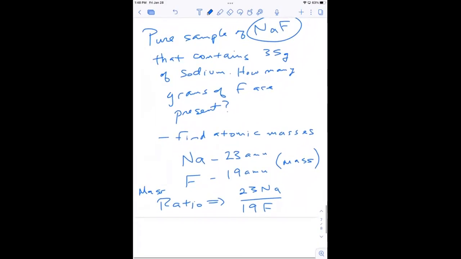So now let's go back to the question. The question says, if I have a pure sample, that's telling me that I'm going to be applying the law of constant proportion because it's a pure sample. And it says that if I have a pure sample and that sample contains 35 grams of sodium, how many grams of fluorine are present? What can we do with that ratio if we know how much sodium we have? Isn't that ratio nothing more than a conversion factor?